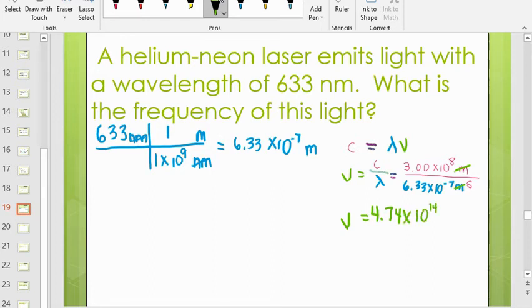And now we need to figure out what our units are. Well, I've got seconds on the bottom here, so I go 1 over seconds, or I could say hertz, because hertz equals 1 over seconds. And then we have that problem done.